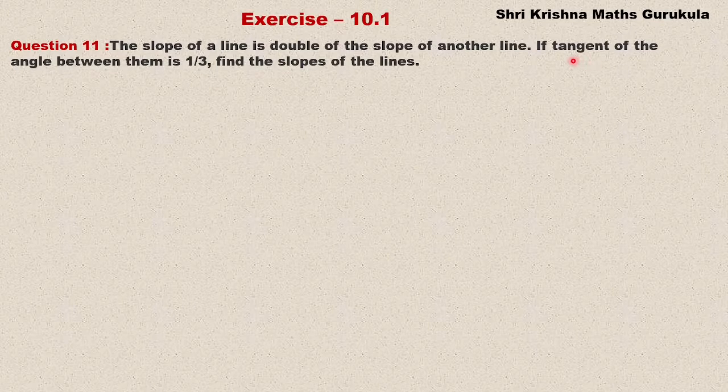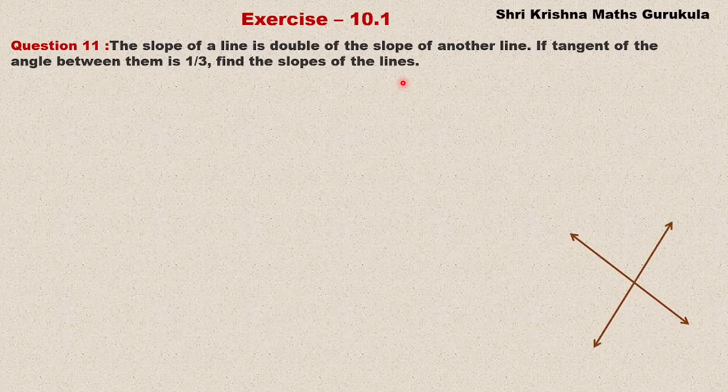What do you mean by tangent? Tangent is nothing but tan of the angle. If the tangent of the angle between them is 1 by 3, that is, let us say these two lines make an angle theta, then tan theta is 1 by 3. That is the meaning of this. Now find the slopes of the lines. Given these two data, we have to find the slopes of the lines.